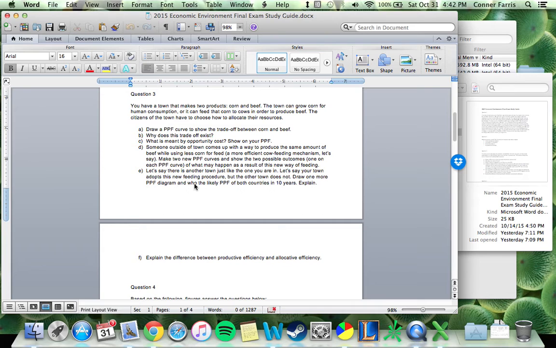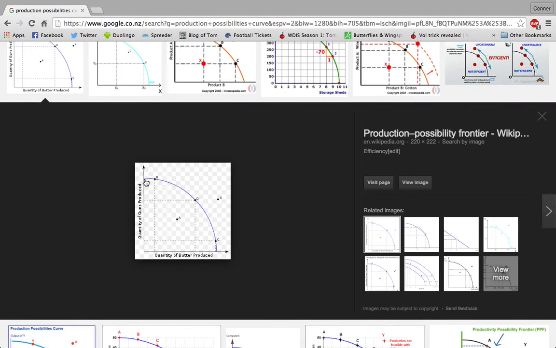Okay, outside of town produces a new way to produce the same amount of beef while using less corn for feed. Okay, so we get more efficient at making these products. In this case, we get more efficient at making beef. We can use less corn, make the same amount of beef. So what happens is, let's say this, instead of butter in our example, it was beef. Let's change it to butter.